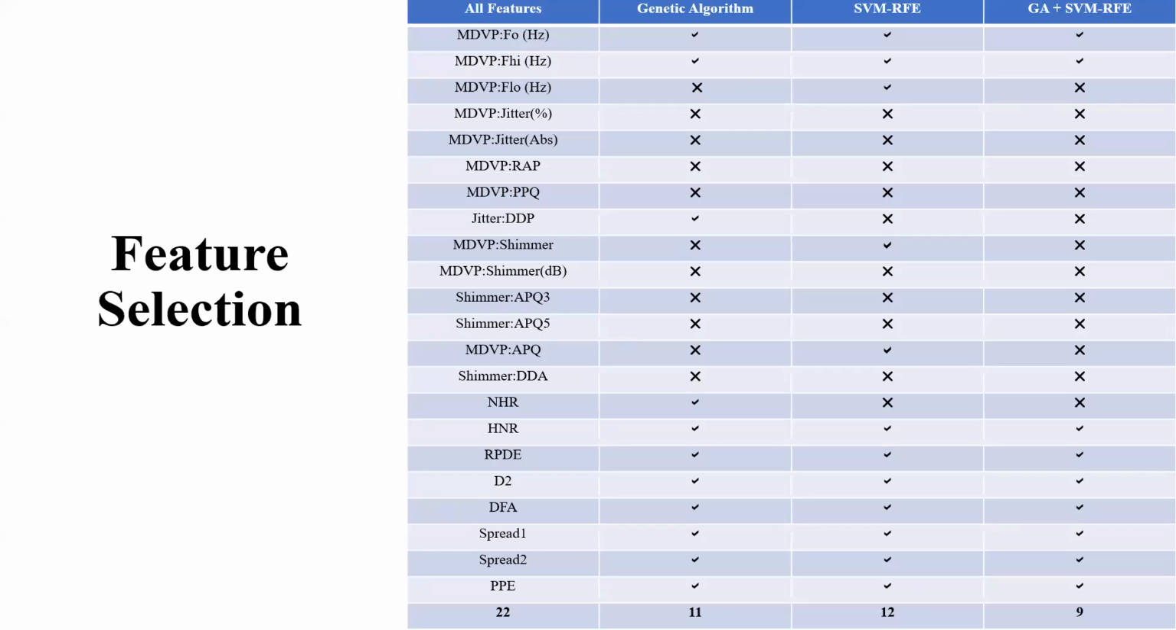Why have we chosen genetic algorithm and SVM RFE only? Because the genetic algorithm is a nature-inspired algorithm which has the benefit of finding the global optimum. That is, it can find the features which are globally optimum and give better results. Similarly, SVM RFE is a feature elimination technique which eliminates features one by one and retains only those features which are assumed to be most important.